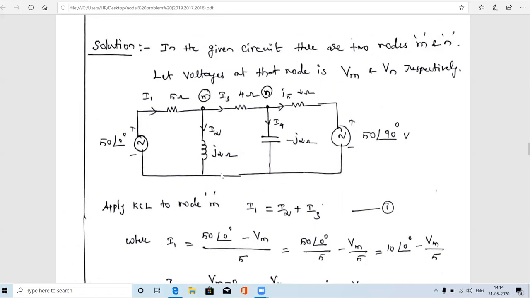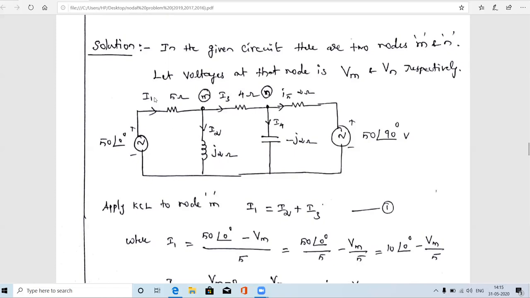Kirchhoff's current law means that for any node, the sum of incoming current is equal to the sum of outgoing current. First, we are applying KCL to node M. For this node M, I1 is the incoming current, and I2 and I3 are outgoing currents. So the sum of incoming current is equal to the sum of outgoing current.